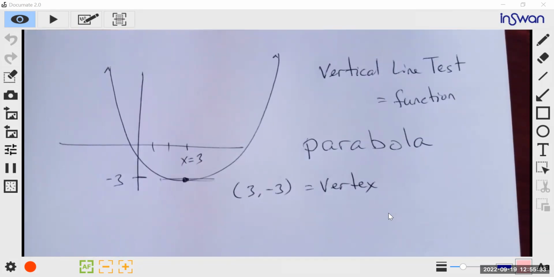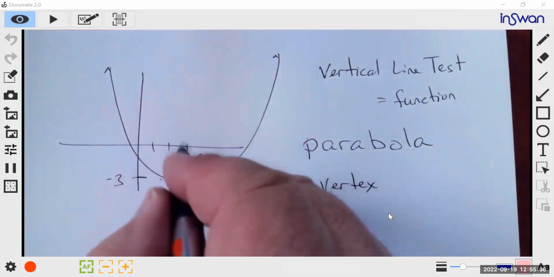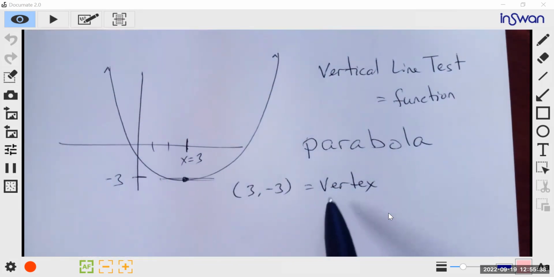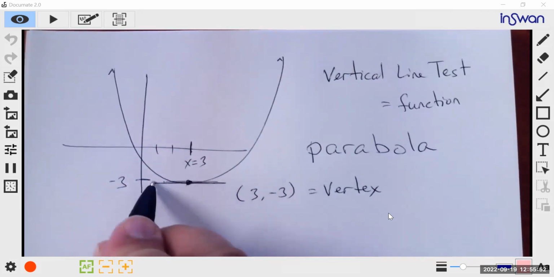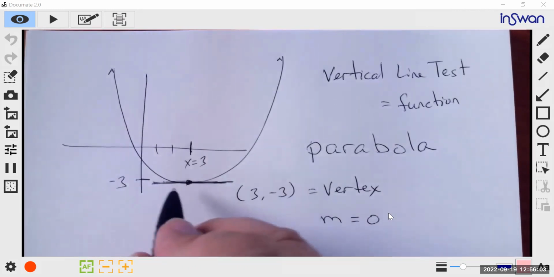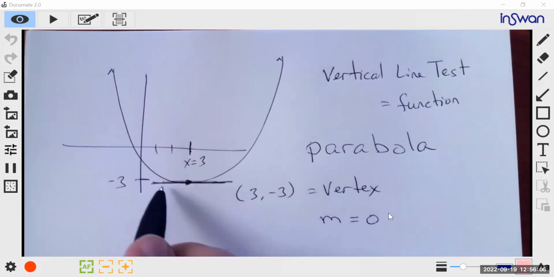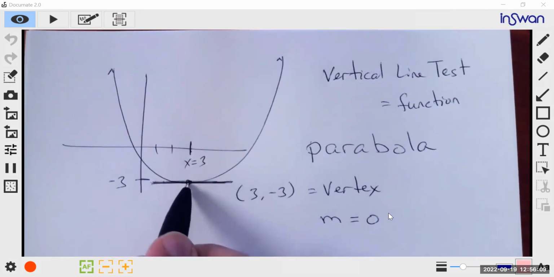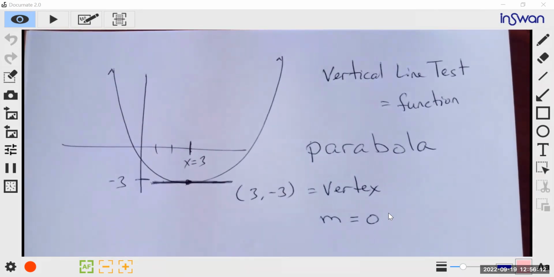So let's look at this graph. At the vertex, at this point here, what's the slope? Here's the line, the tangent line at the curve. It's a horizontal line at the vertex. At the vertex, the slope at that point is 0.